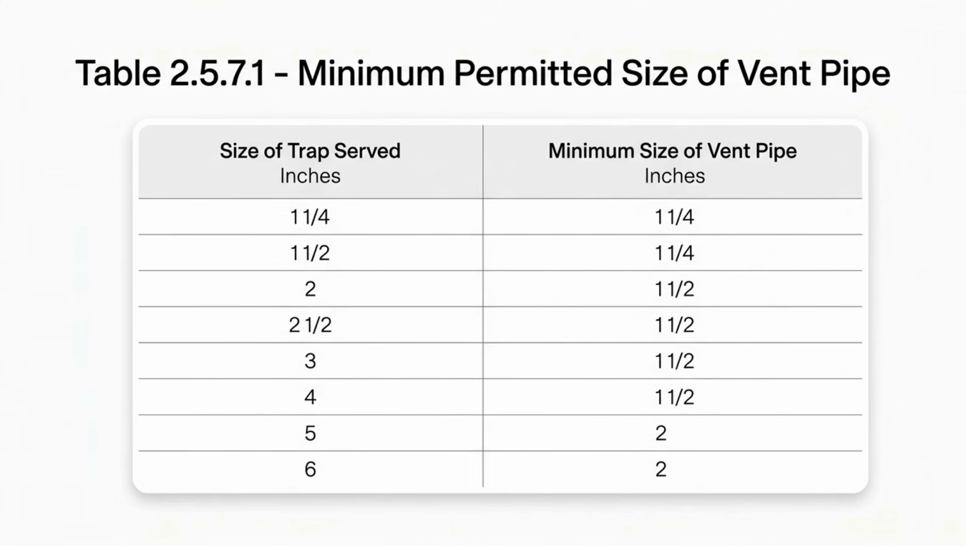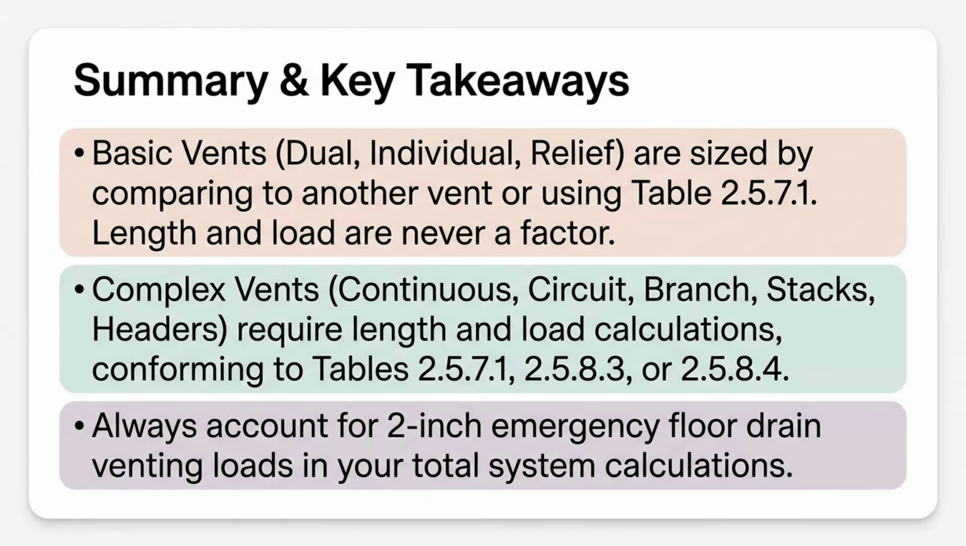To wrap up, remember the great divide in vent sizing. Basic vents, like individual and relief vents, never require length or load calculations. But once you move into branch vents, circuit vents, and stacks, you must calculate total fixture units and pipe lengths. Keep these rules in mind, and your venting systems will always meet code.